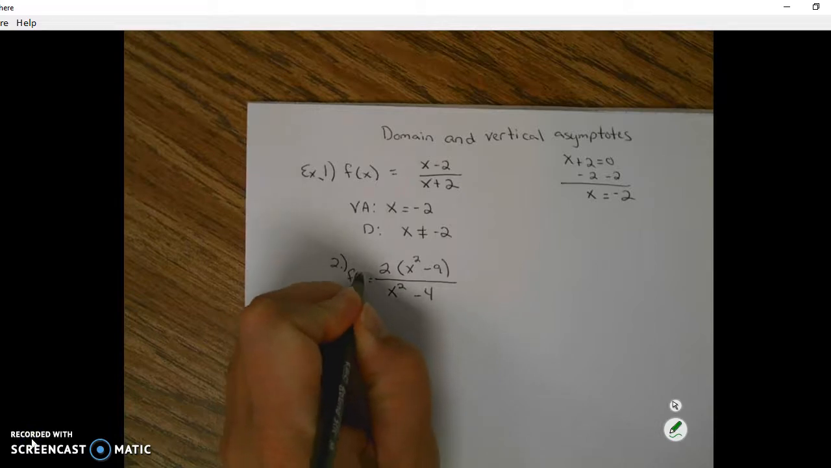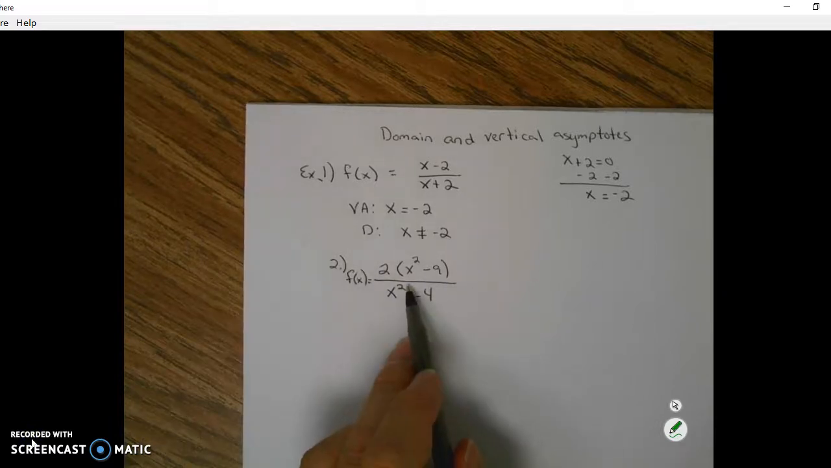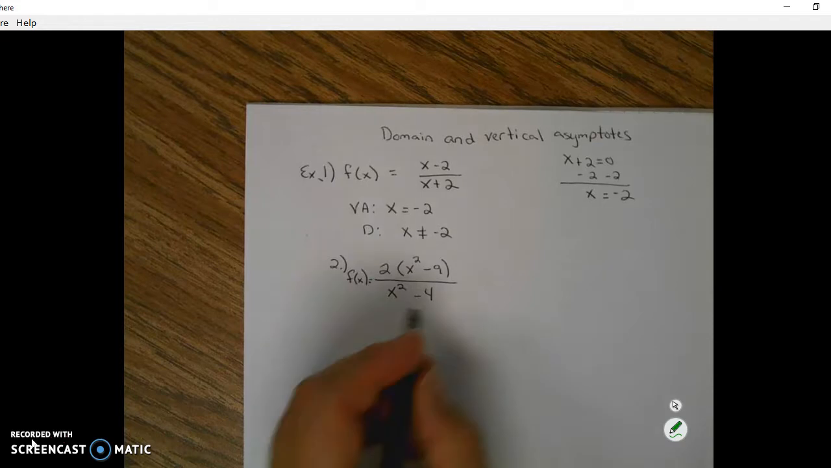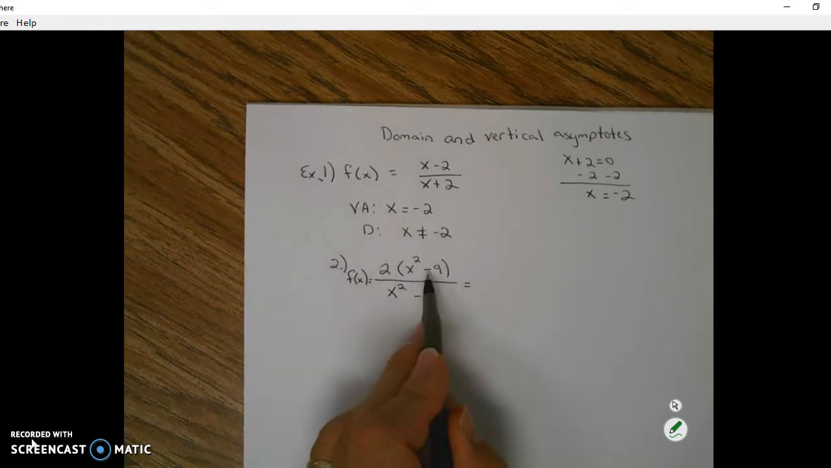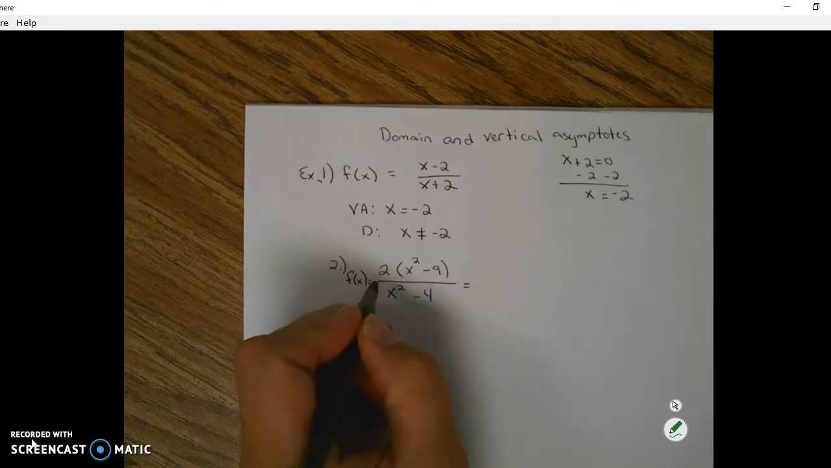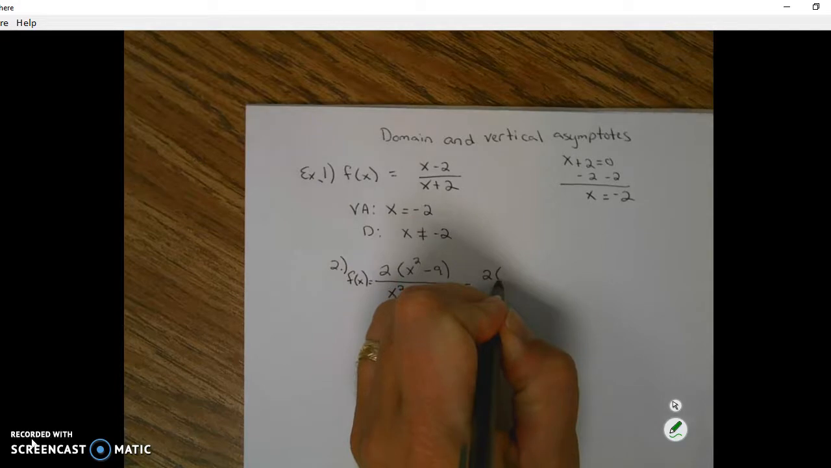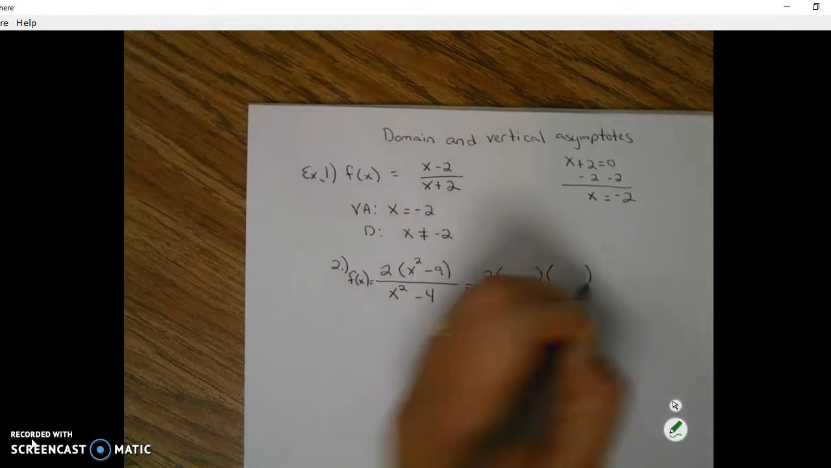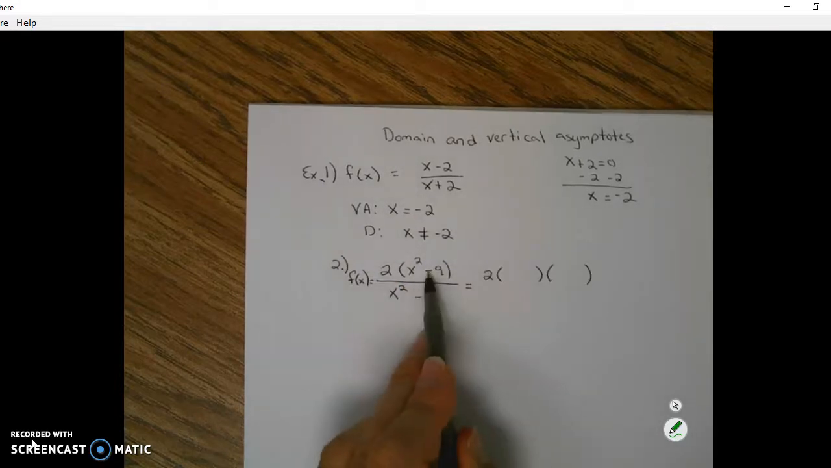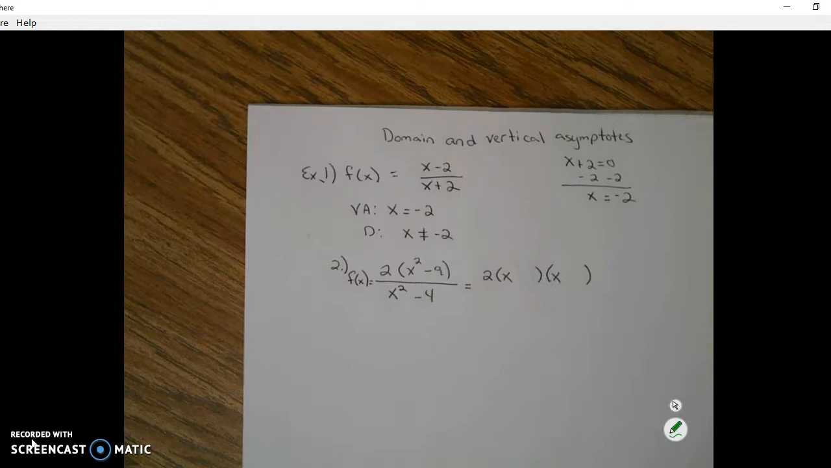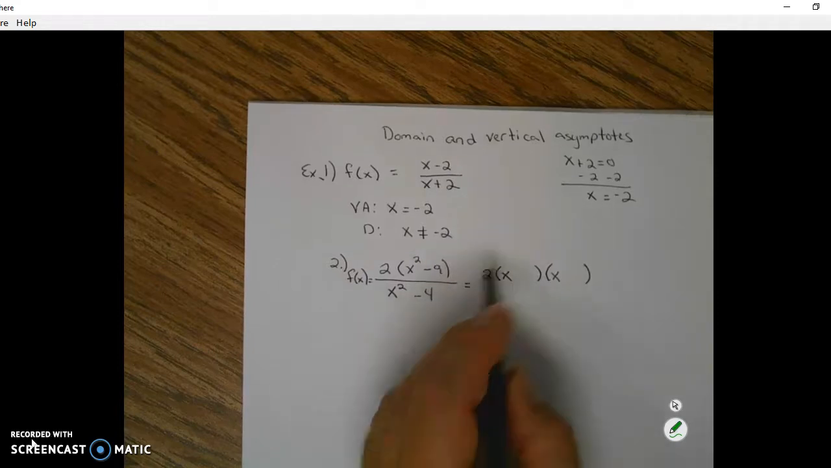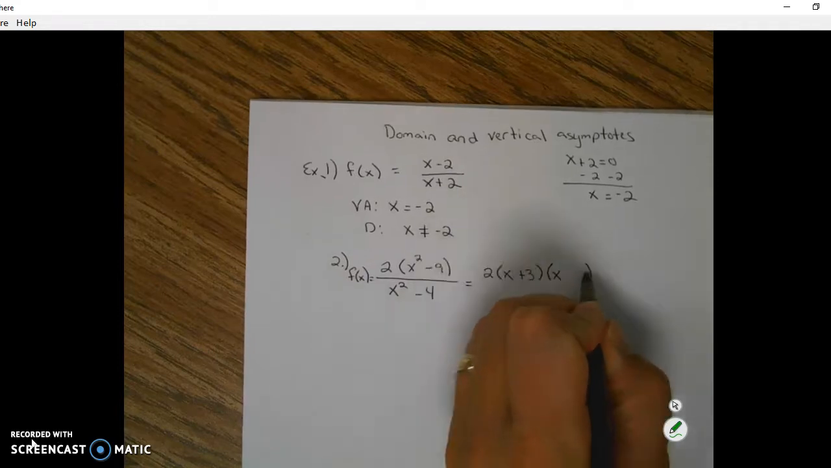Okay, let's look at a little bit more complex problem. So in this case, what you're going to want to do first is factor the numerator here. So hopefully by now you can identify the difference of two perfect squares. So x squared breaks up to x times x, and then -9 breaks up to +3 and -3.